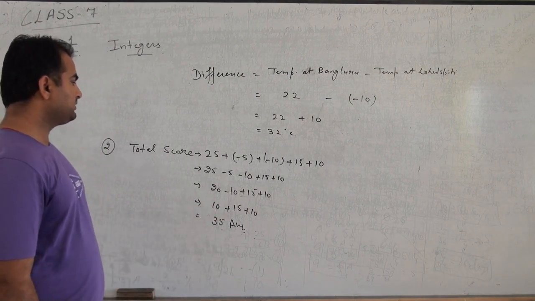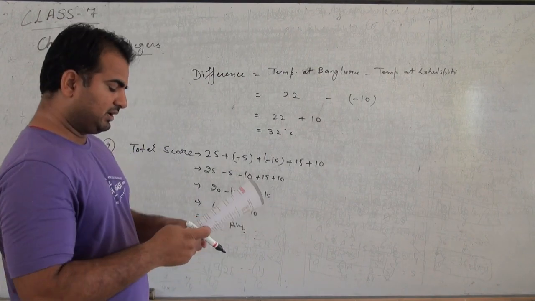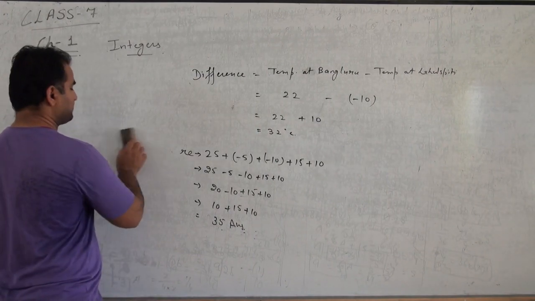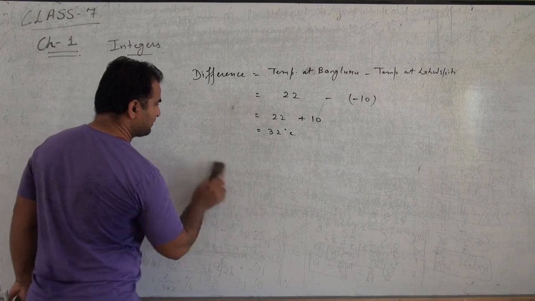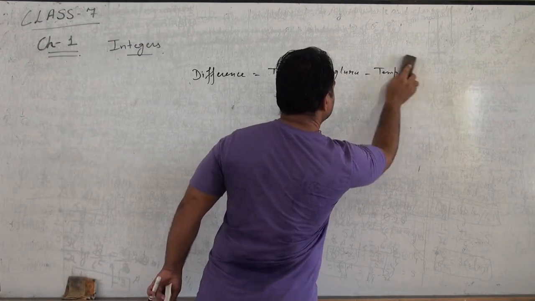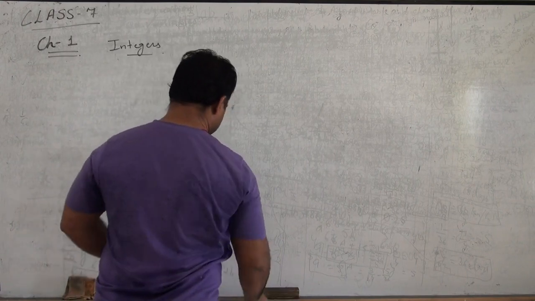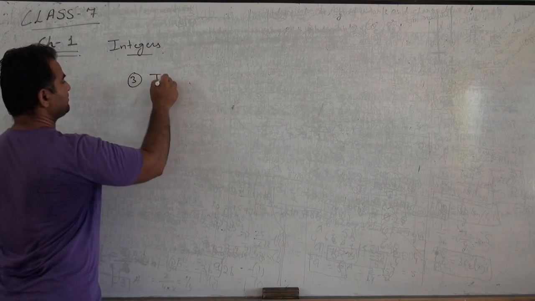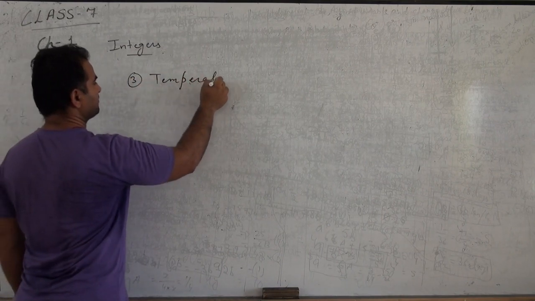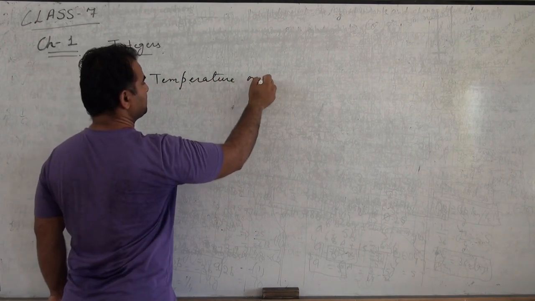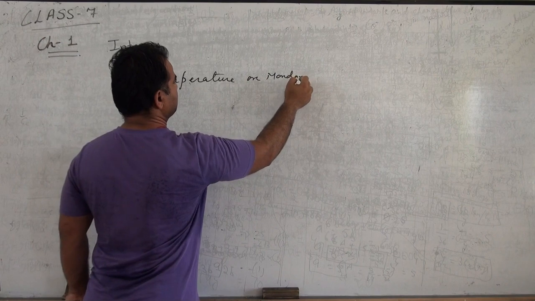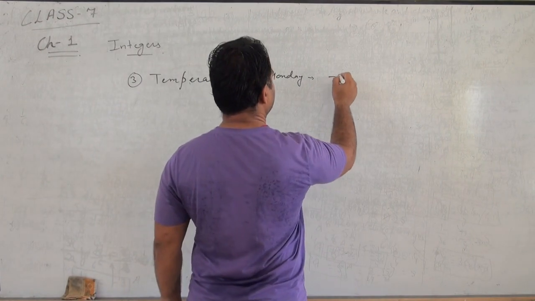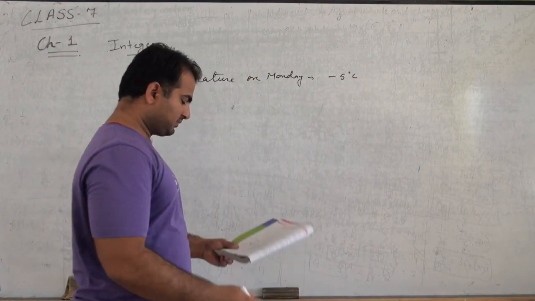Okay. Next, question number 3. At Srinagar, the temperature was minus 5 degree centigrade on Monday. Then what should we write? Temperature on Monday. Question number 3. The temperature on Monday was minus 5 degree centigrade.